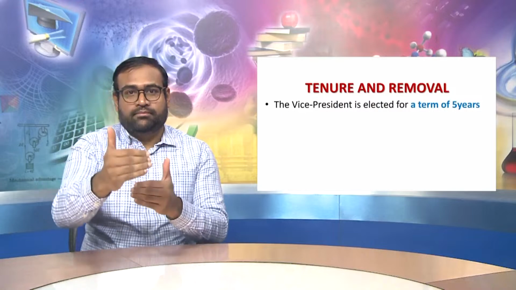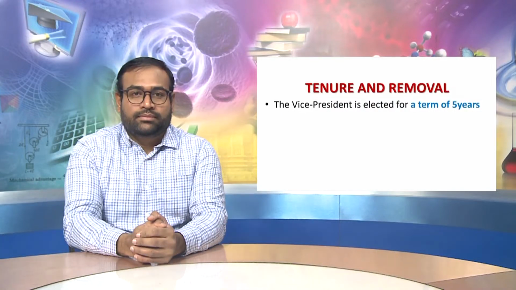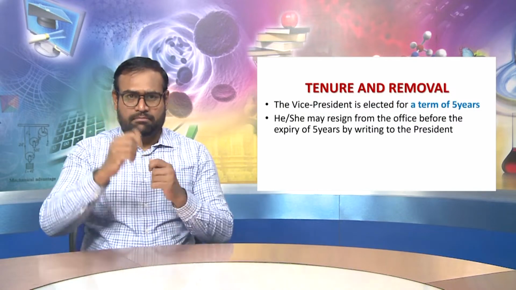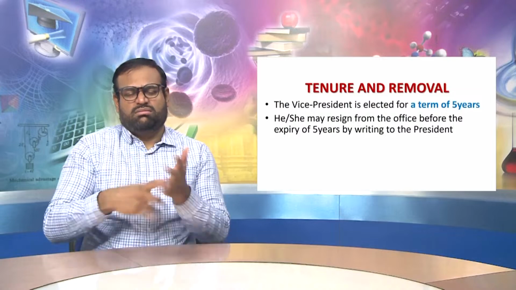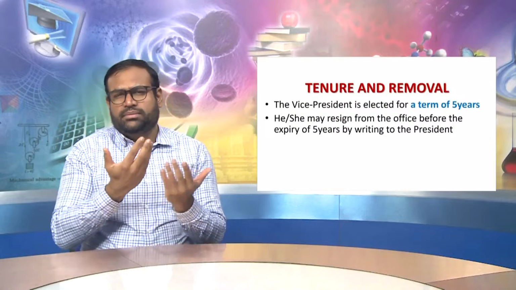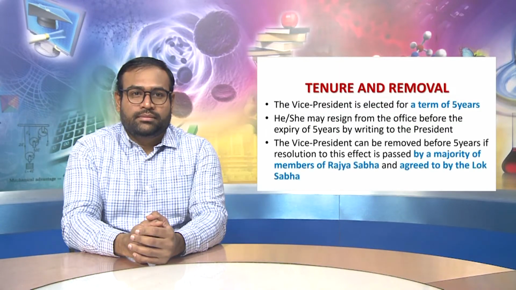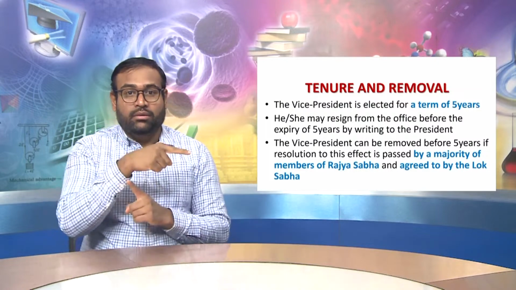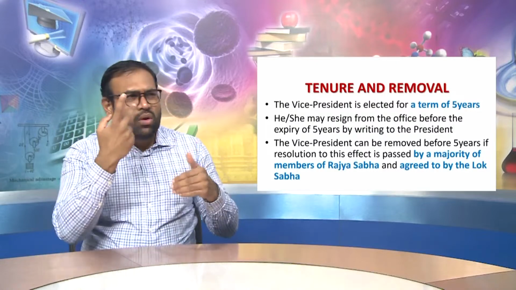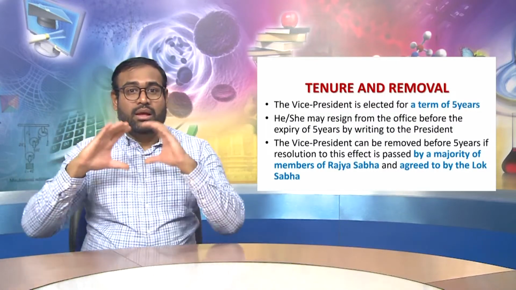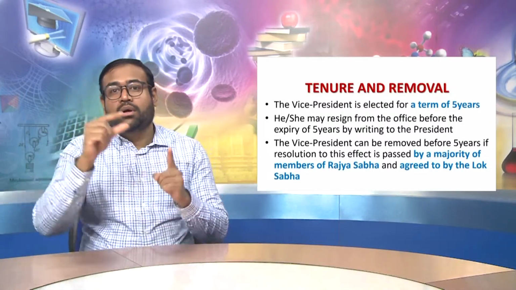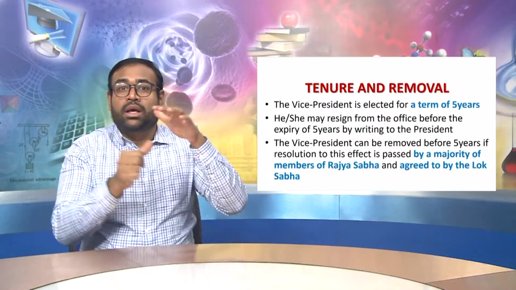Tenure and removal. The Vice President is elected for a term of 5 years. He or she may resign from the office before the expiry of 5 years by writing to the President. The Vice President can be removed before 5 years if a resolution to this effect is passed by a majority of members of Rajya Sabha and agreed to by the Lok Sabha.